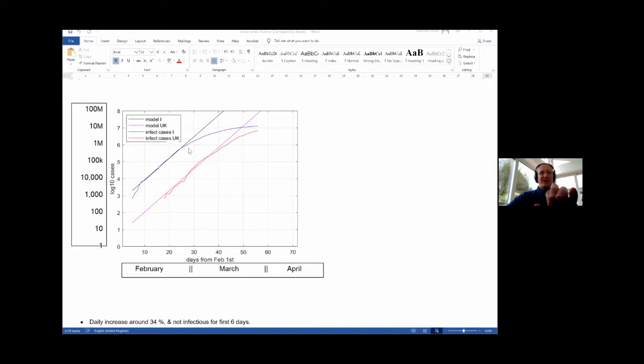Interestingly, the deviation from exponential occurs in the high 100,000s of cases, or certainly below 1 million, and then it flattens off. So the implication would be that the number of cases in Italy is settling out at something in the region of 15 million cases. Yeah, that makes sense.